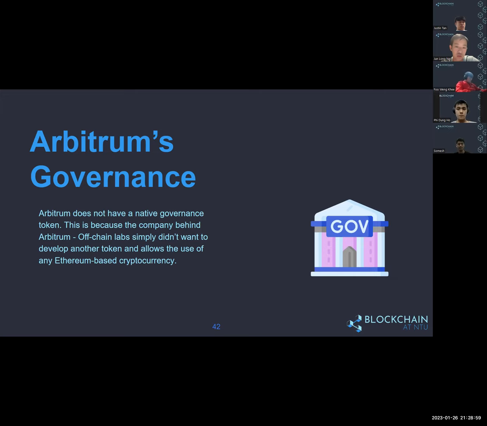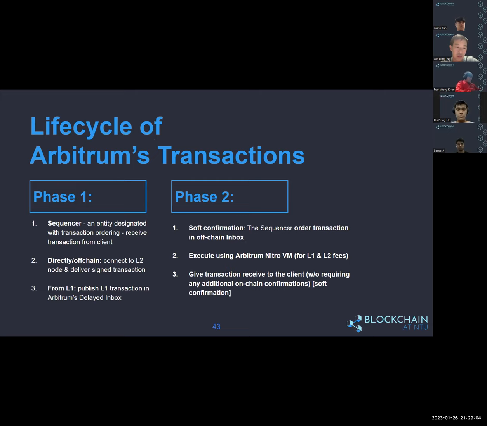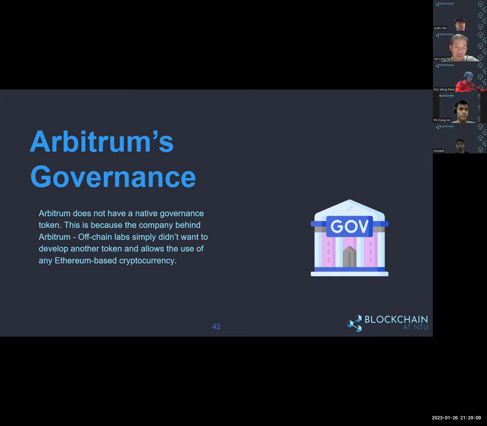So let's talk about Arbitrum's governance, right? Oh, sorry, I think one slide back. Yep, Arbitrum's governance. So unlike most other chains out there, Arbitrum does not have its own native governance token. This is because the company behind Arbitrum, which is called Offchain Labs, simply didn't want to develop another token and allows the use of any Ethereum-based cryptocurrency.